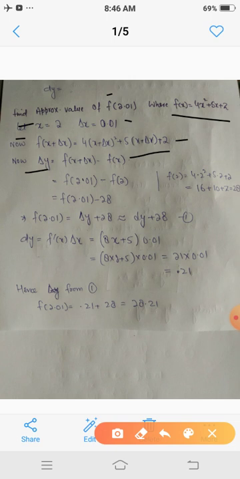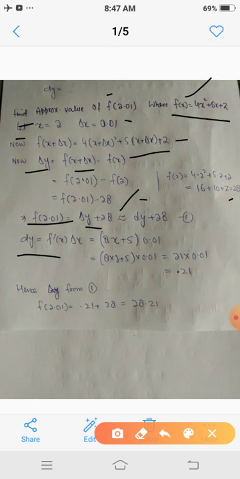Now x plus del x is 2.01, that is this, and f of x is f of 2. Now f of 2 is obtained by putting x equals 2 in the given function, which is 28. Hence f of 2.01 is del y plus 28. Now the approximate value of this is dy plus 28, which implies that we have to find this dy, and dy is f dash of x into del x, that is 8x plus 5, because f dash of x is 8x plus 5.